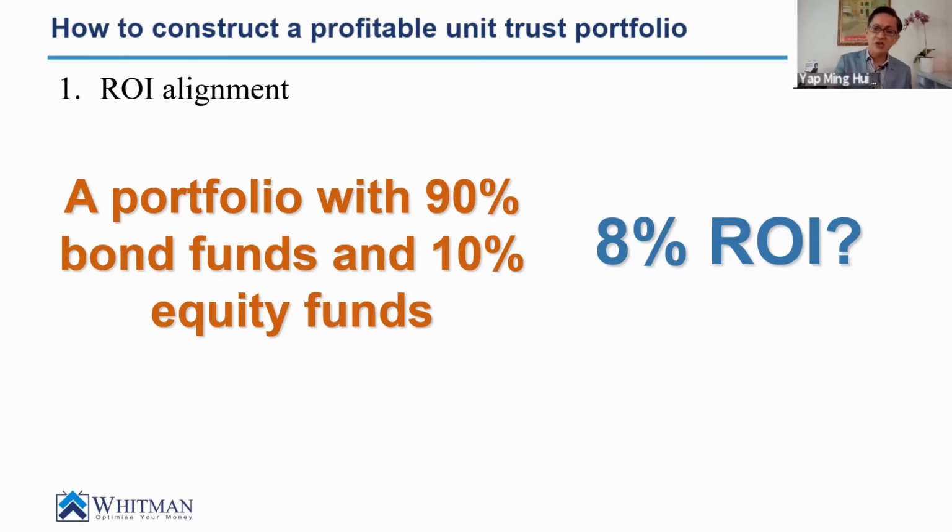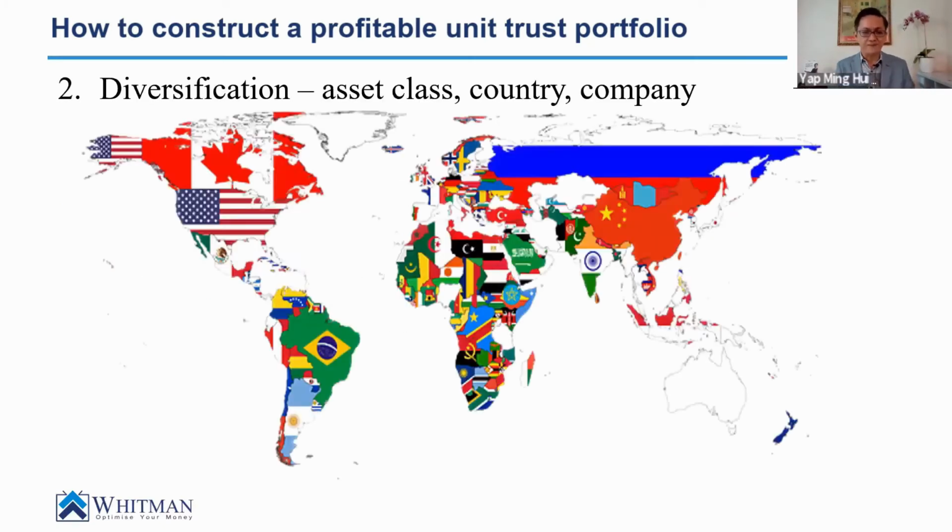Now, the second key driver for a profitable unit trust portfolio is diversification. So I always advocate that we need to diversify our unit trust fund, not only by asset classes, by country, but also by different unit trust company as well.